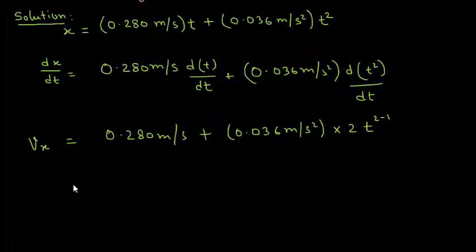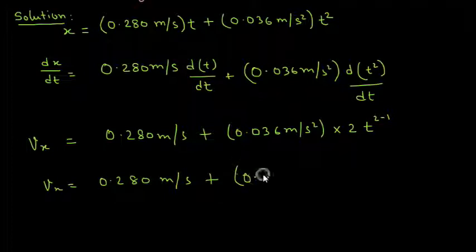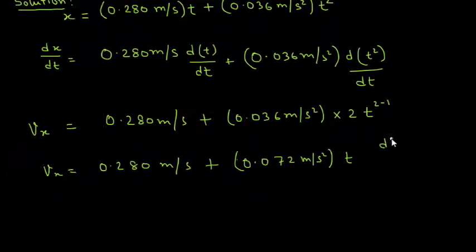These are simple differentiation formulas. So Vx is equal to 0.280 meter per second plus 0.072 meter per second square, we have multiplied by 2, and what is left here? t. So Vx is equal to this much. And what formula have we used? We have used d(t to the power n) by dt is equal to n multiplied by t to the power n minus 1. This is the differentiation formula which we have used here.